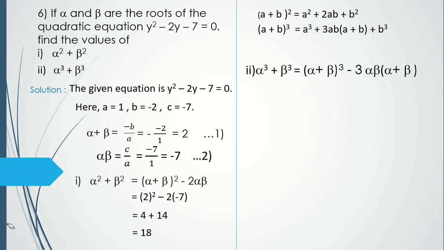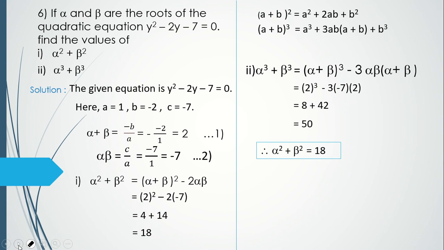Similarly for alpha cube plus beta cube, substitute the values of alpha plus beta and alpha beta. Look here, alpha plus beta is 2, so that's 2 cube minus 3 into alpha beta, which is minus 7, and alpha plus beta is 2. So 7 3s are 21, 21 2s are 42, minus minus plus, and 2 cube is 8. So we get the value 50 here. So alpha square plus beta square is 18 and alpha cube plus beta cube is 50.